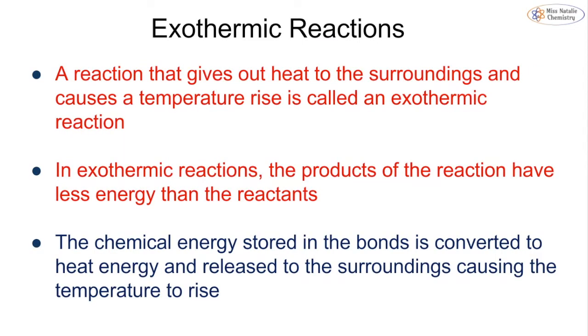So if we start off by looking at what is an exothermic reaction, you will have learned this back in Key Stage 3. So when we get a reaction that gives out heat to the surroundings and causes a temperature rise, we call this an exothermic reaction. So in these reactions, the products have got less energy than the reactants because the reactants are releasing energy in the form of heat. And we get this rise in temperature when the heat is released to the surroundings.